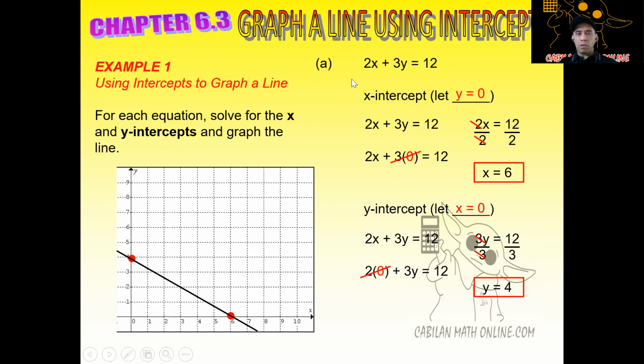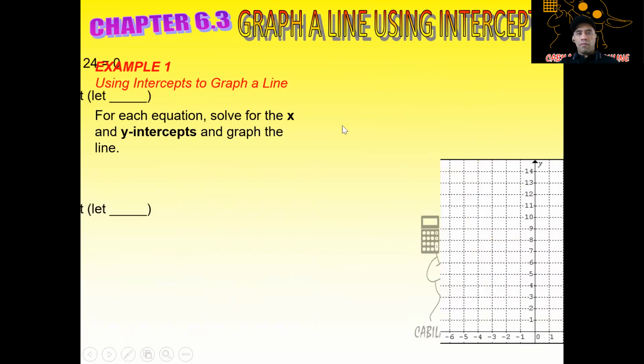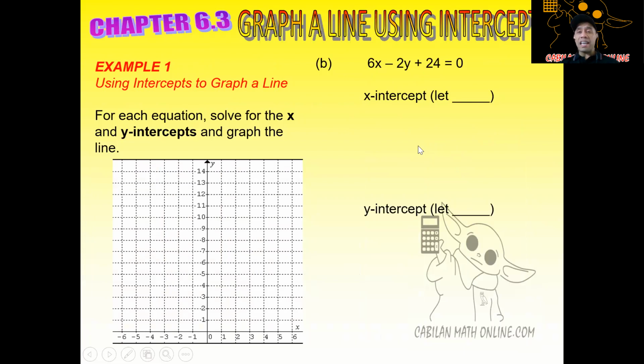Just pay attention to this one over here, because notice that I have both the x and the y on one side and the number by itself on the other. Even though this next question looks different, the approach is actually exactly the same. So going back to solving for the x-intercept, again, stick to the basics. We're going to let y equal 0. When the y gets replaced by the 0, the -2 times 0 gives us 0. What's remaining is the 6x and the 24. Now, the only difference between this question and the last one is this next step here.